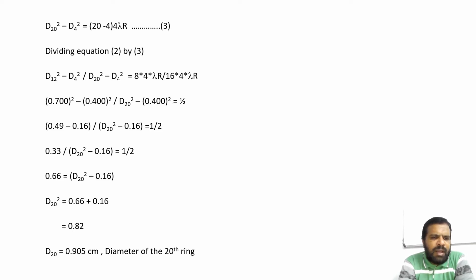0.33 divided by d20 square minus 0.16 is equal to 1 by 2. Therefore, 0.66 is equal to d20 square minus 0.16. d20 square is equal to 0.66 plus 0.16, that is equal to 0.82. Therefore, d20 is equal to 0.905 centimeter, the diameter of the 20th ring.